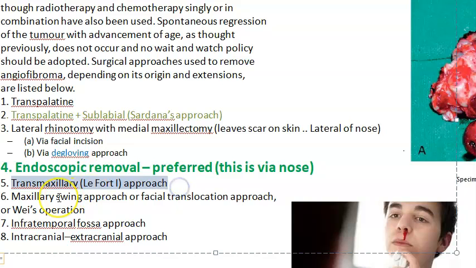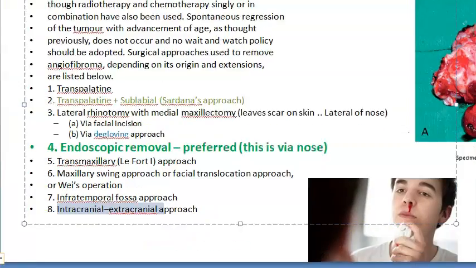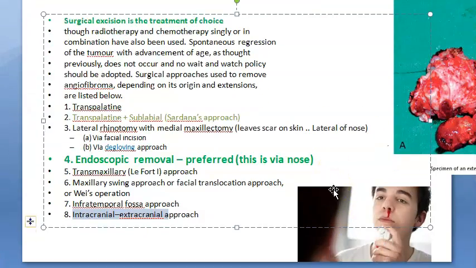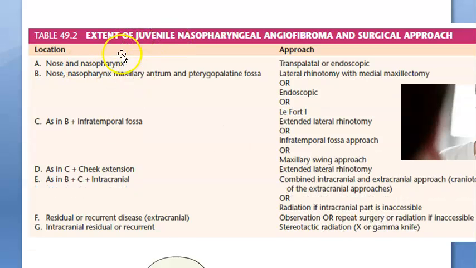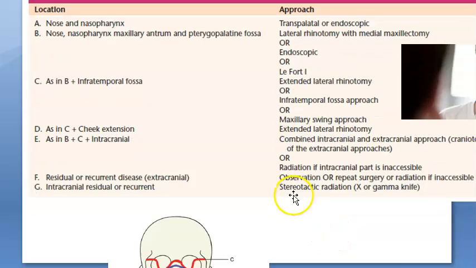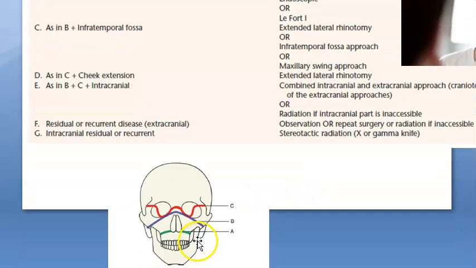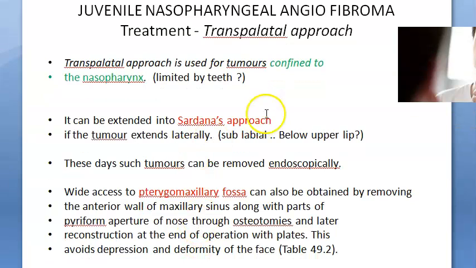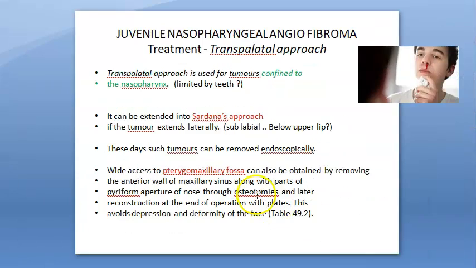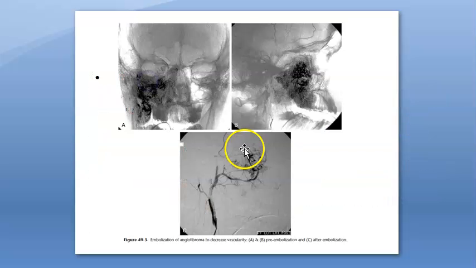Then you have the transmaxillary Lefort 1 approach. Maxillary swing approach, Wheels operation is there. Then infratemporal fossa approach, intracranial, extracranial approach. They're going via the cranium, right? So based on the extent, they have different approaches, which we will have to look at in detail. This is Lefort 1, isn't it? This is a fracture actually. So basically, based on the extent they are deciding, we have to look at that.